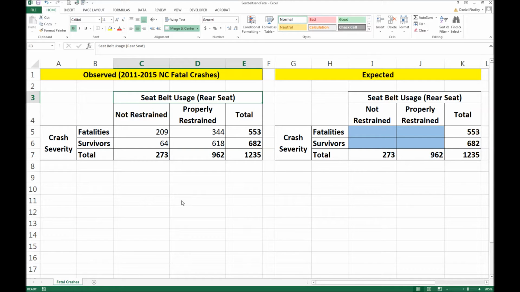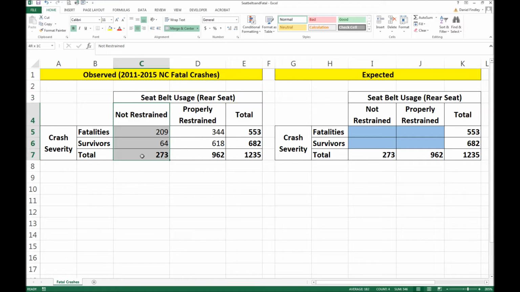In this example, we're going to look at how to apply a chi-square test to some crash data. So we have some observed data from 2011 to 2015. These are fatal crashes that occurred in North Carolina, and specifically we're looking at the relationship between crash severity and seatbelt usage, and we're focusing on the rear seat, so those individuals in the rear seat.